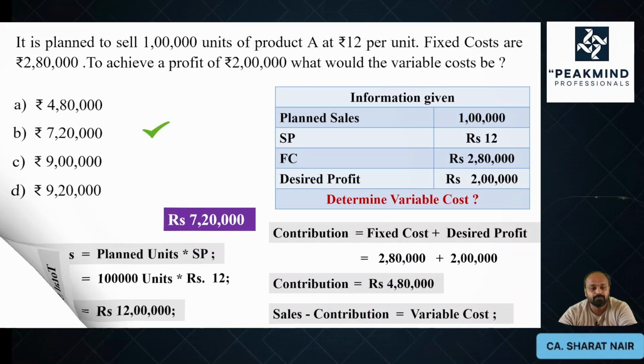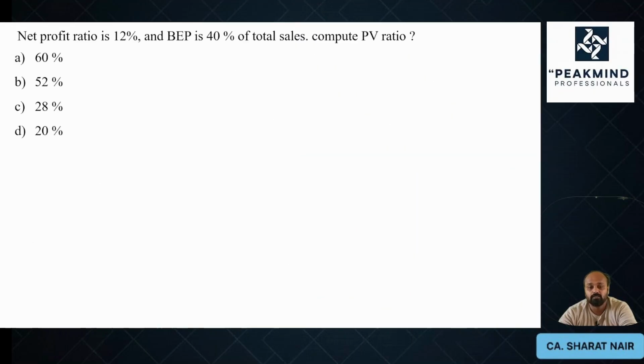Moving further, this is another important question. So please mark it as important. Small question, but it is important. Net profit ratio is given as 12%. Break-even point, BP, is given in percentage of actual total, which is 40% of your total sales. They are asking us to find out the PV ratio.